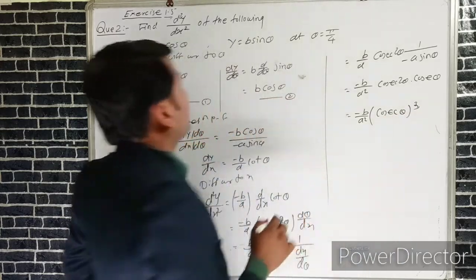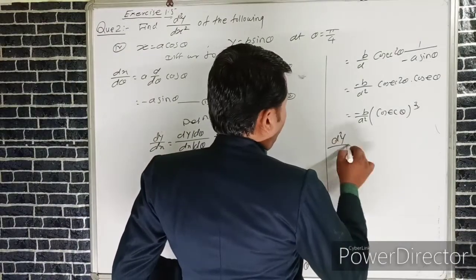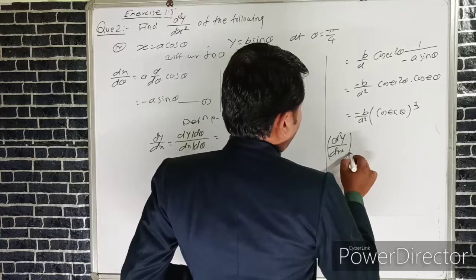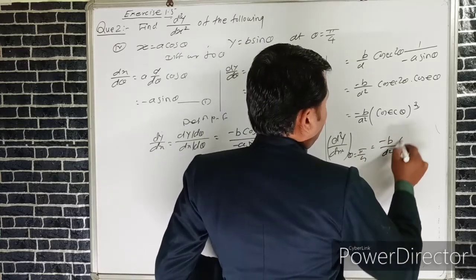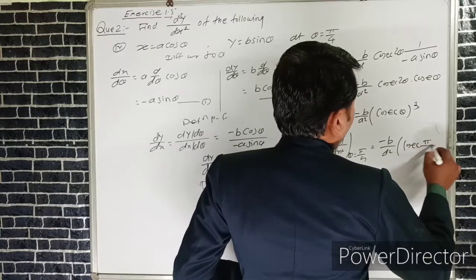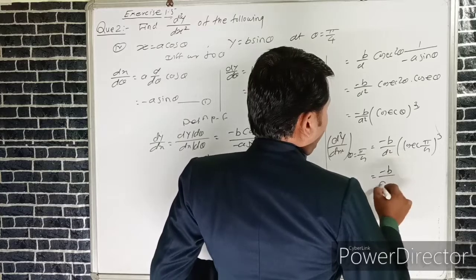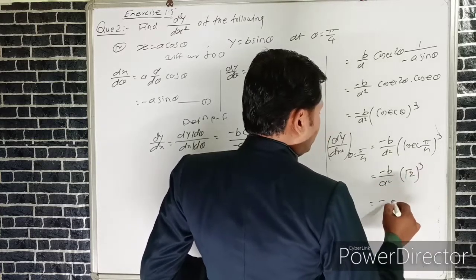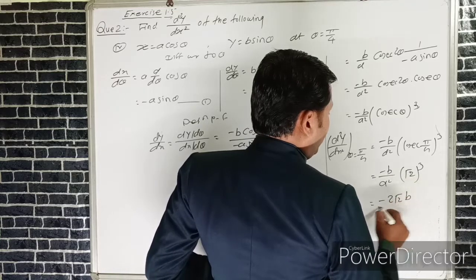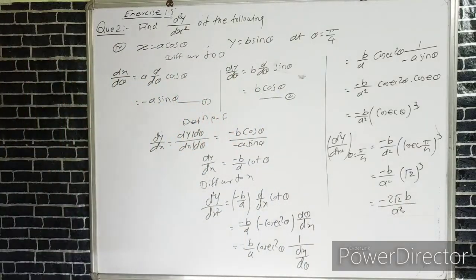But we have to find the second order derivative at theta is equal to pi by 4. Hence d2y upon dx square at theta is equal to pi by 4. We can write minus b upon a square into cosec of pi by 4 whole cube. The value of cosec of pi by 4 is root 2, whole cube. Hence we can write minus 2 root 2 b upon a square, which is the required second order derivative at theta is equal to pi by 4.